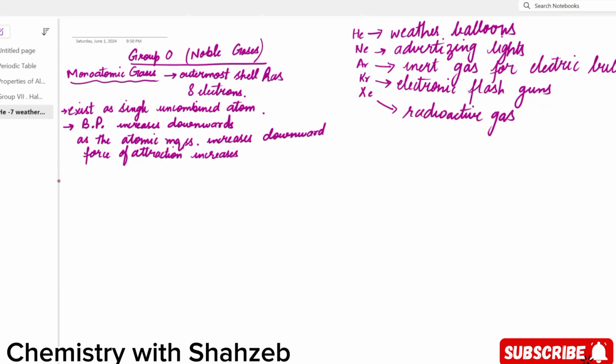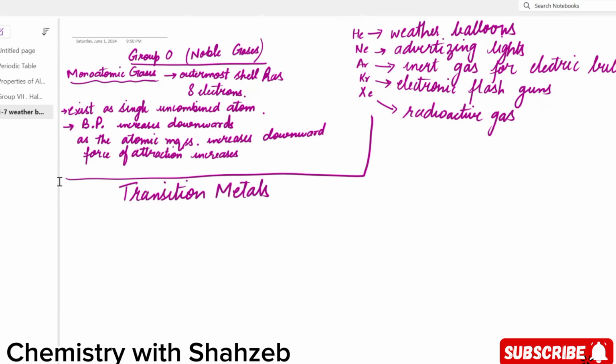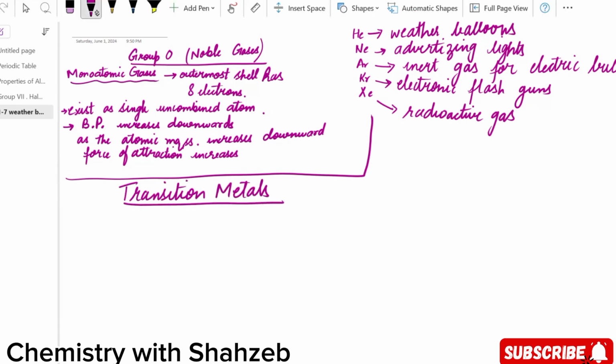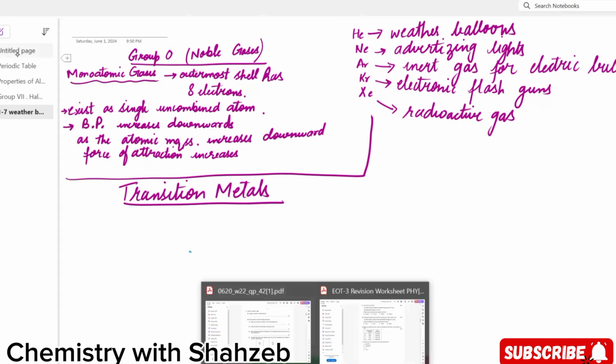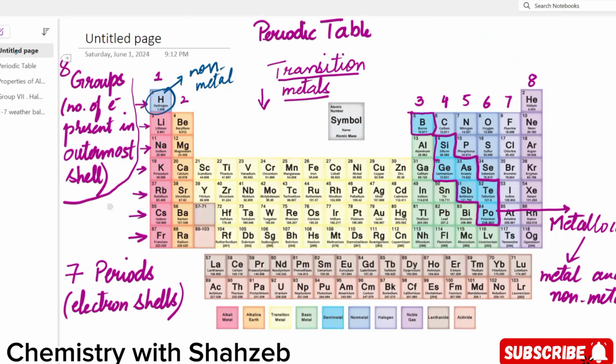Okay. So now let's move towards transition metals. We have discussed that transition metals are the ones. Okay. So transition metals, you can see in the periodic table as well, are present between group 2 and group 3. So they all belong to the transition metals, okay?